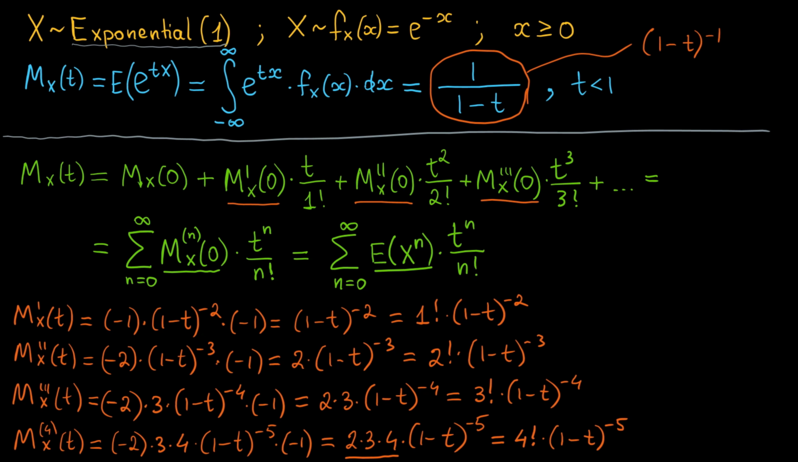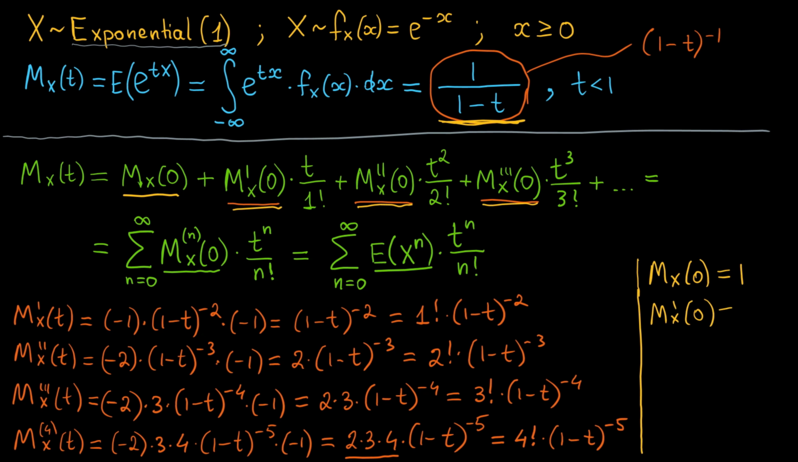And we need to evaluate all of these at 0, including the moment generating function itself, right? Because all these terms in the Maclaurin series are evaluated at 0. So the moment generating function evaluated at 0 would give us what? We have to replace 0 for t in here. We get 1 over 1, which is 1. The first derivative of the moment generating function evaluated at 0 would give us what? We have to replace 0 for t in here, and we get 1 factorial.